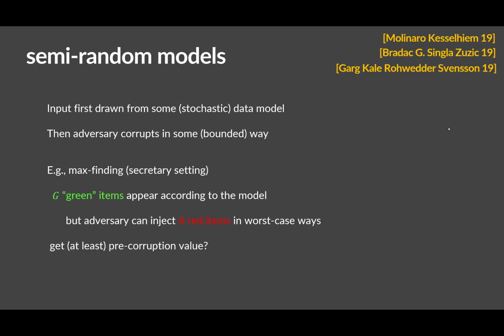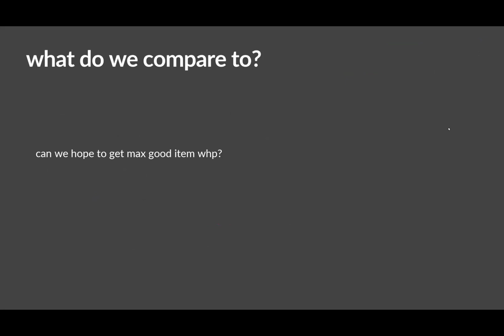So, what can we hope for? Can we hope to get the max green item? Or can we hope to get somebody who's at least as good as the max green item with high probability? Say we know R and G in advance. Let's say we know them; our algorithms will also work when you don't. And of course, I don't know whether an item is R or G, otherwise it's trivial.